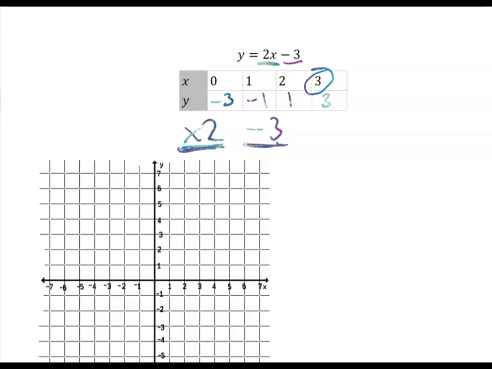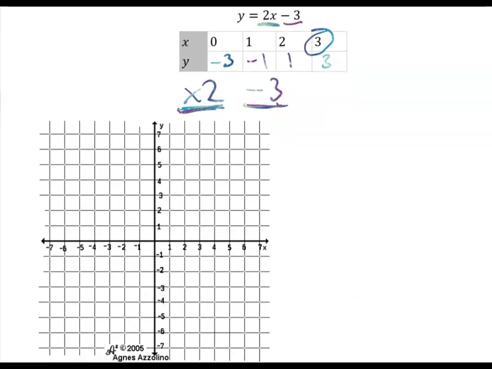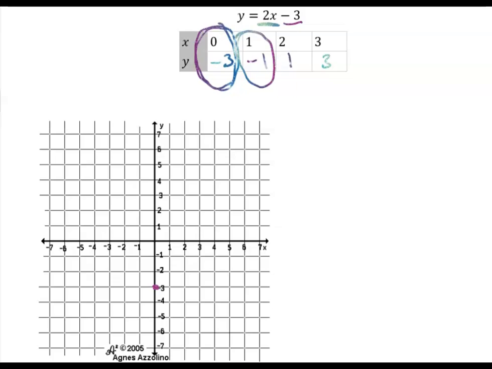Okay, we're going to graph this on our Cartesian plane. So have a look at each of these coordinates. When x is 0, y is minus 3. When x is 1, y is minus 1. When x is 1, we go down to where y is minus 1. Put a dot. Now bear in mind these dots should form a straight line. Okay? When x is 2, y is 1.